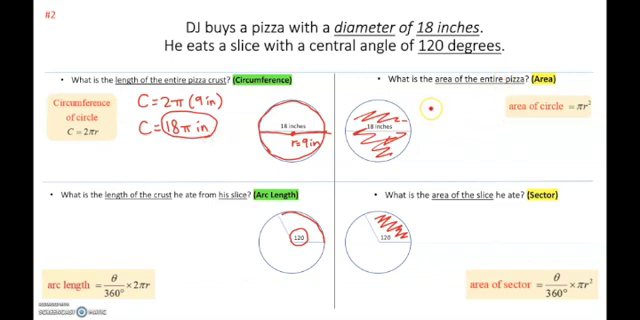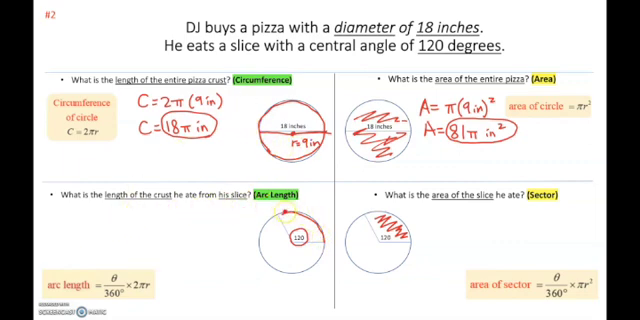Now the area of our entire pizza is going to be pi r squared. So pi times the radius, which is 9 inches, squared. So our area is equal to, what is 9 inches squared? 9 times 9 is 81. So it's 81, bring down the pi, inches squared. That's going to be the area of our pizza.